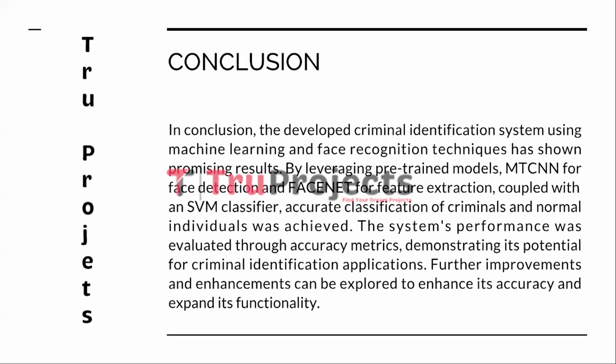In conclusion, the developed criminal identification system using machine learning and face recognition techniques has shown promising results. By leveraging the pre-trained model MTCNN for face detection and FaceNet for feature extraction, coupled with the SVM classifier, accurate classification of criminal and normal individuals was achieved. The system performance was evaluated through accuracy metrics, demonstrating the potential for criminal identification applications.